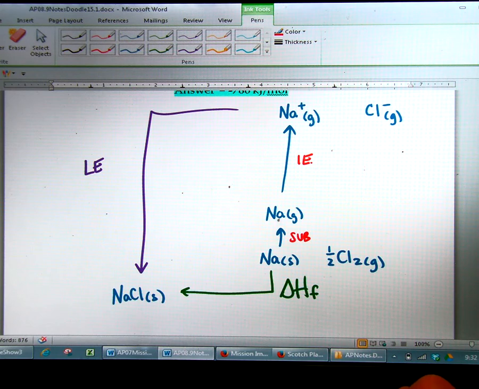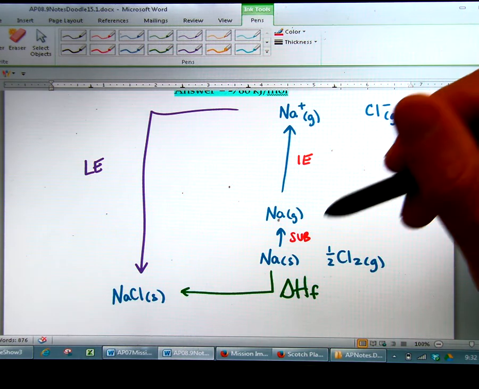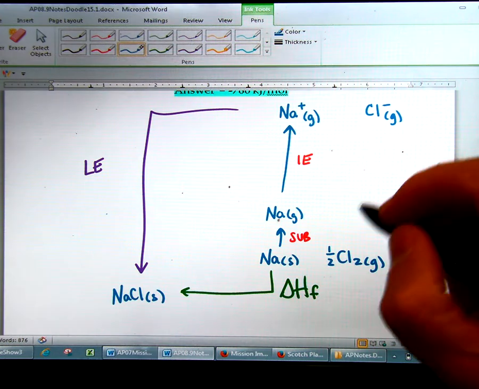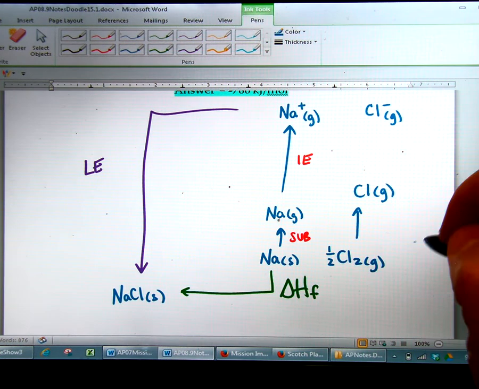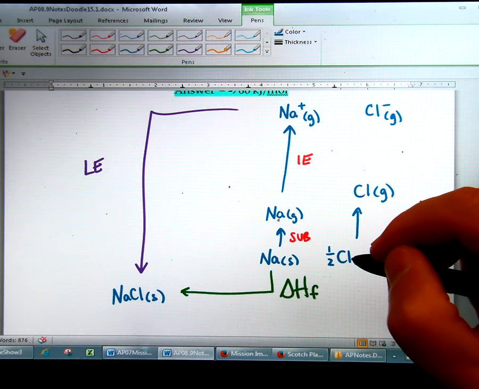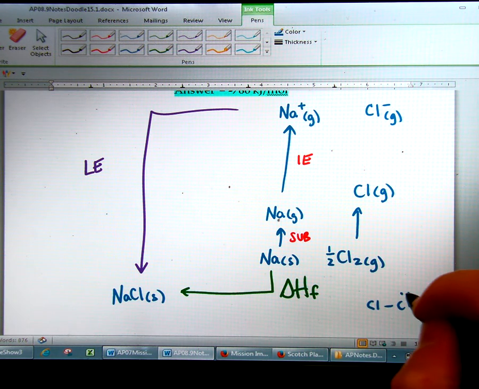All right, now let's turn our attention to the chlorine. We have to split this into a Cl gas. And that Cl gas came from Cl2. So we have to break the bond between the Cl's. See, the Cl's right here.